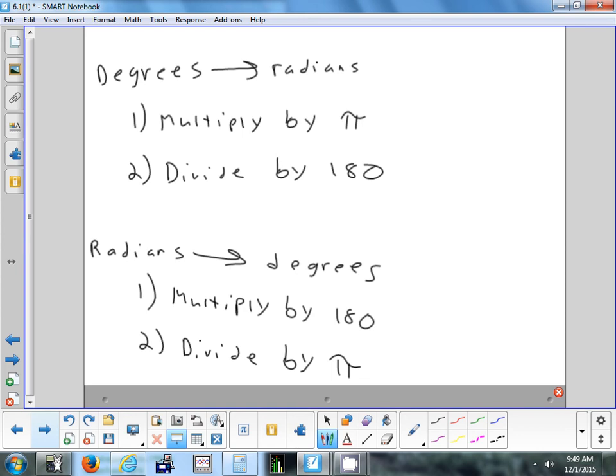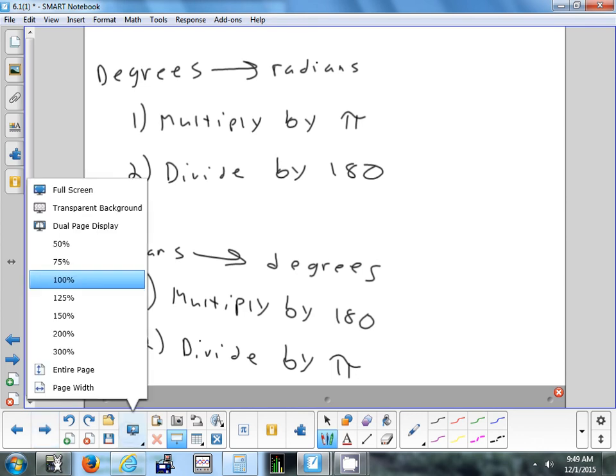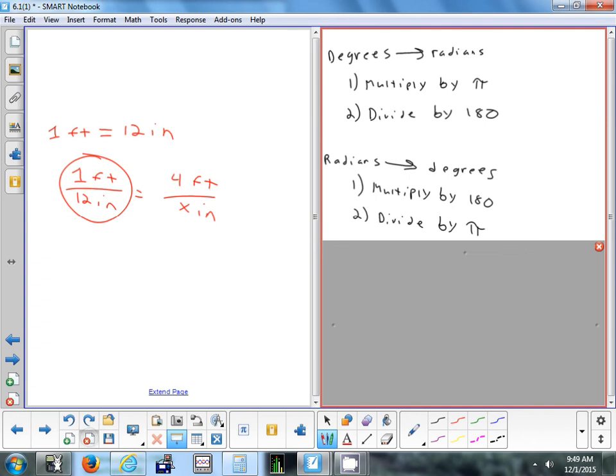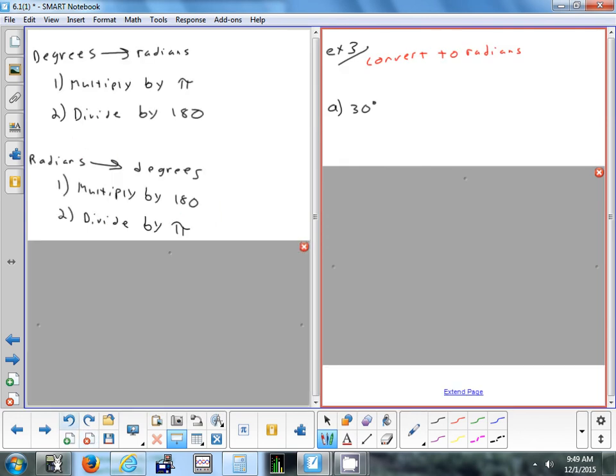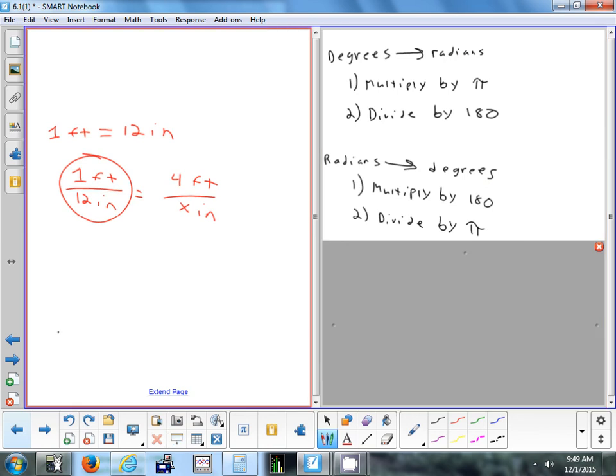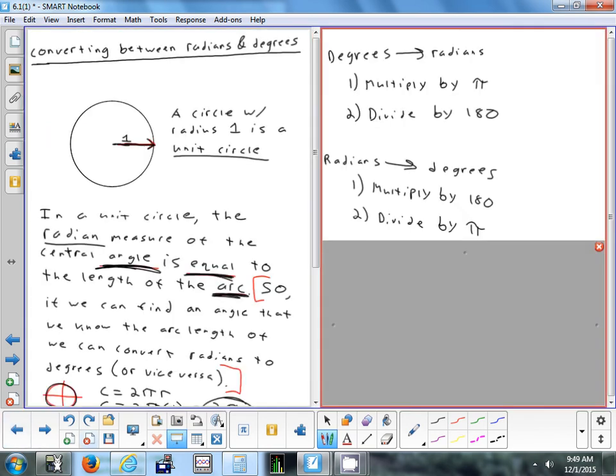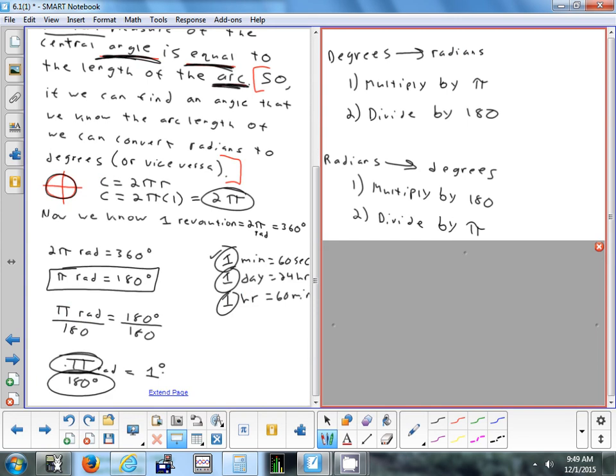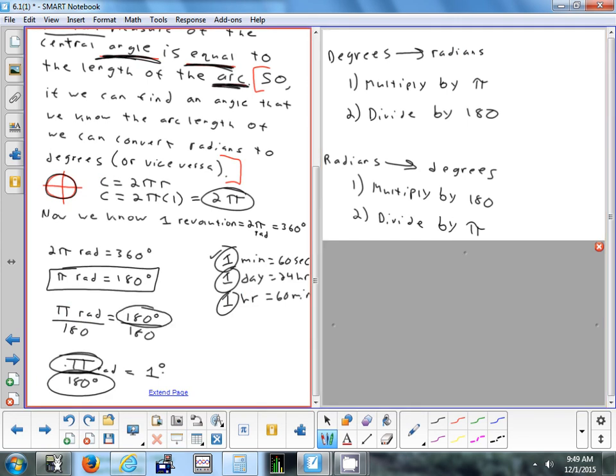Okay, but one thing you have to remember is when I say degrees, I want you to think the number 180. When I say radians, I want you to think pi. So I want you to connect those 2 things. Pi, think radians. Think 180, think degrees. Okay? And that'll avoid having to memorize this.